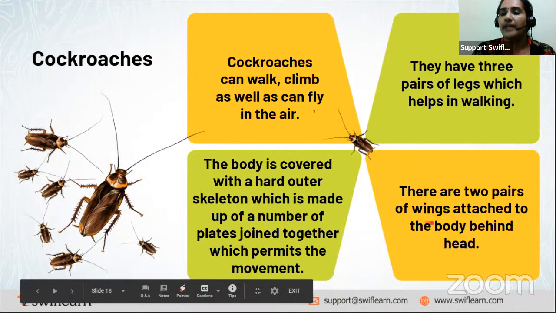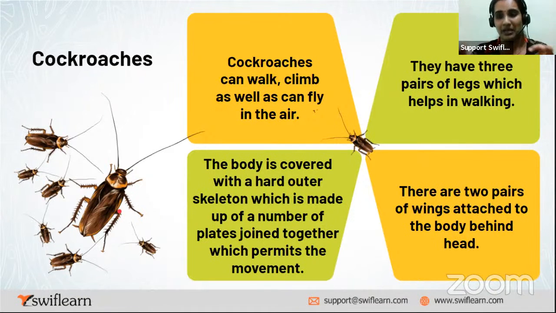There are 2 pairs of wings attached to the body behind the head. Sometimes a cockroach will be flying and coming to our lap, to our body and sitting. Oh, really, it is irritating. I don't like cockroaches. Even if it is coming, it is really very bad, and it's not nice.